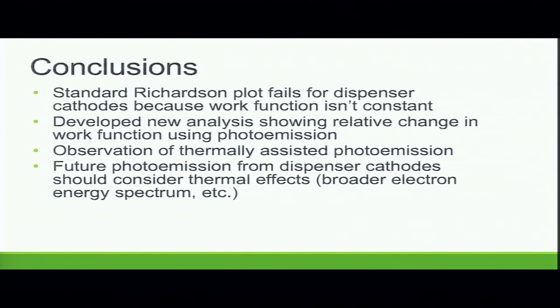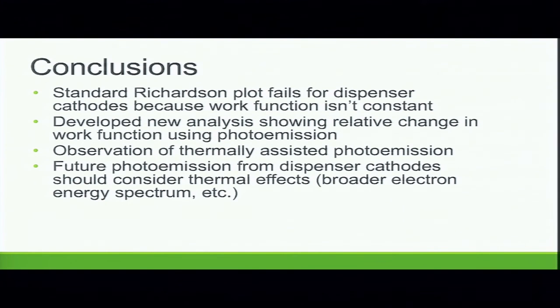To conclude, we started with a standard analysis of work function, and this one didn't work. So instead we developed a new analysis using the photoemission that gave us a nice relative change in work function versus temperature. Using this analysis, we saw thermally assisted photoemission. In the future, it'd be nice to get more measurements in that temperature regime to confirm this finding.